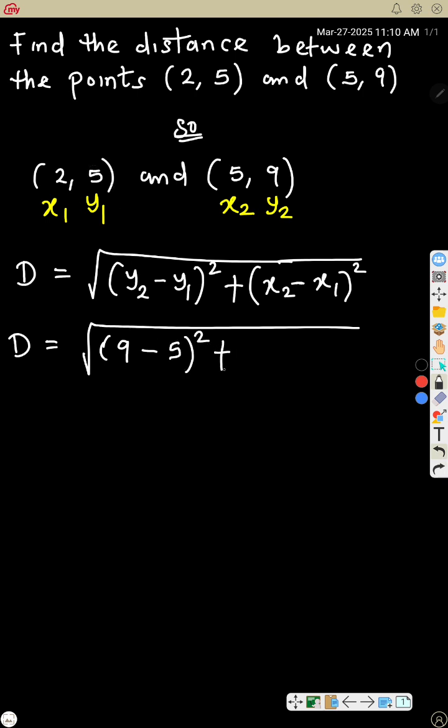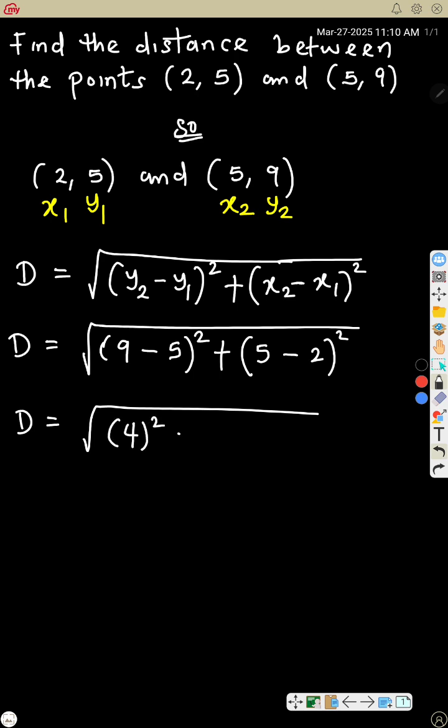squared, plus x2, 5, minus x1, 2, squared. So d equals 9 minus 5, that is 4 squared, plus 5 minus 2, 3 squared.